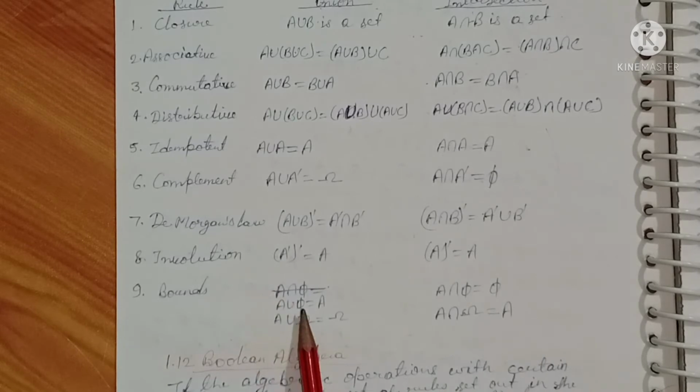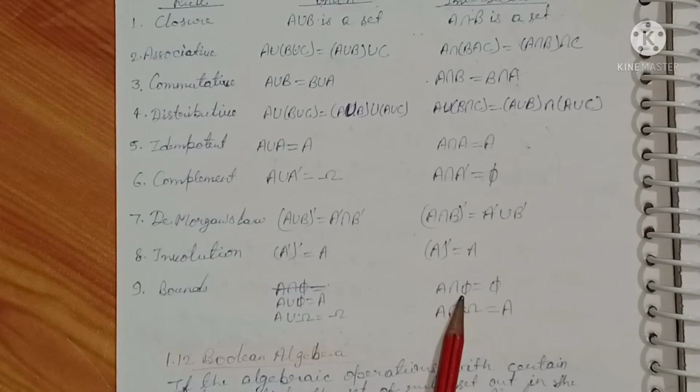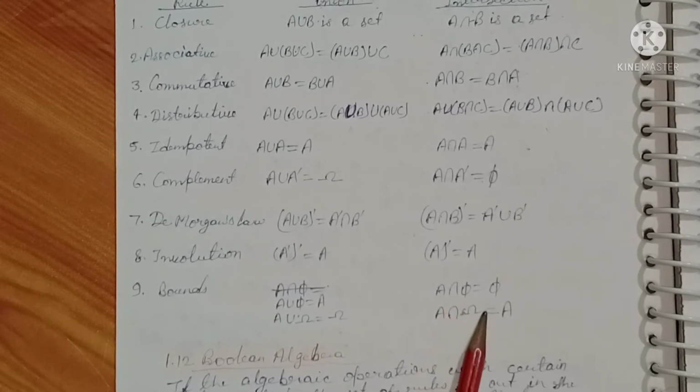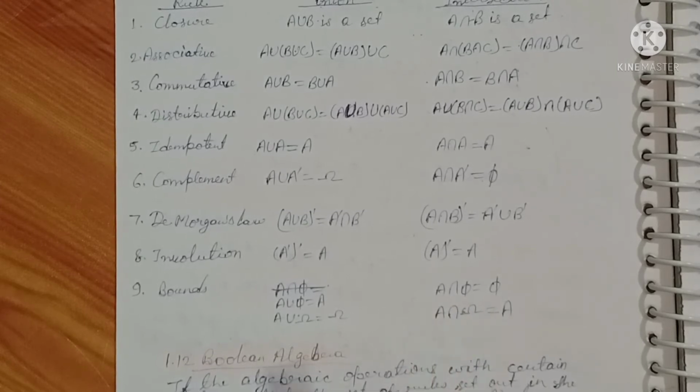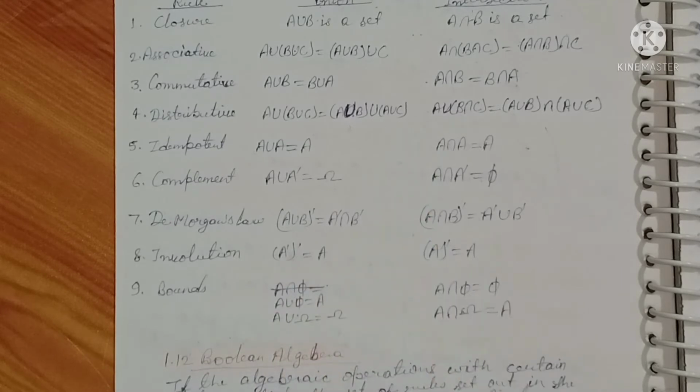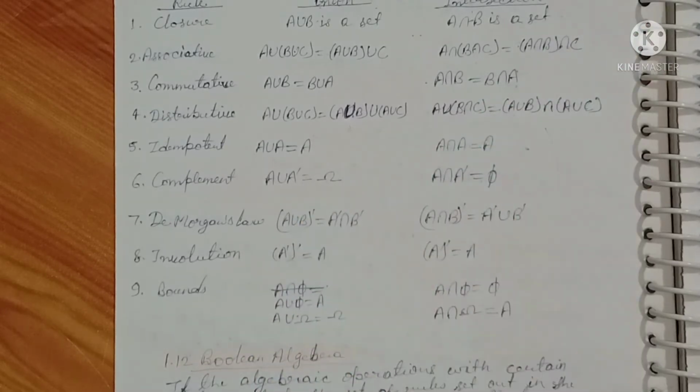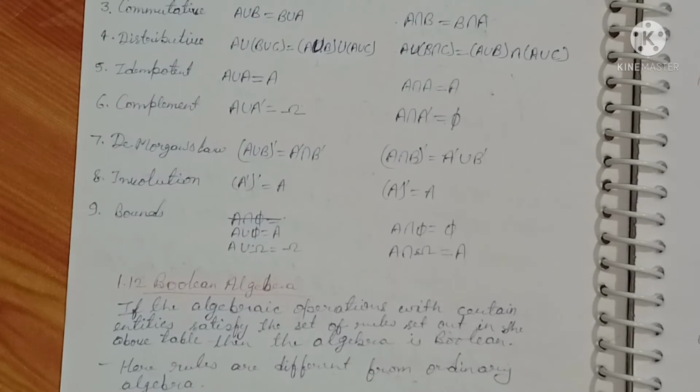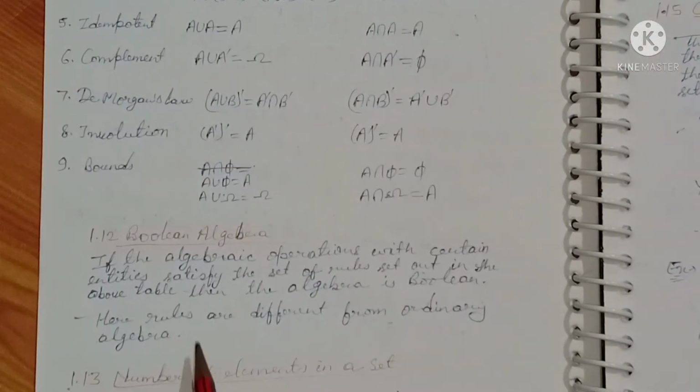So here union with the null set, you will get the same set. Here a union the universal set gives the universal set. And if it is intersection, then the opposite will happen. Intersection with the null set gives the null set, and intersection with the universal set gives the same set. Okay, and all these things I have already explained. Simply, here the summary is given.